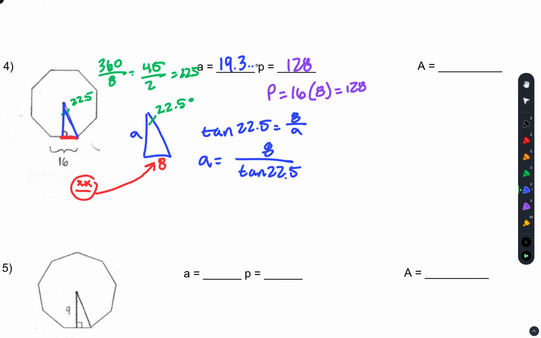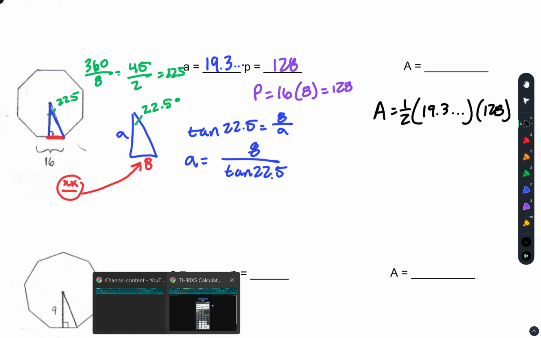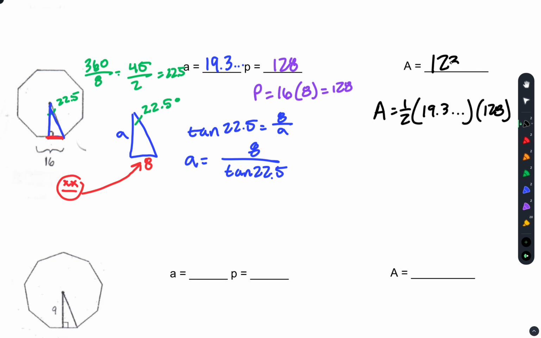I'm not rounding it. I'm going to plug it into my formula. 1/2 times 19.3 something something something times 128. So times 128 divided by 2. 1,236.1 is my area. Any questions on that one?